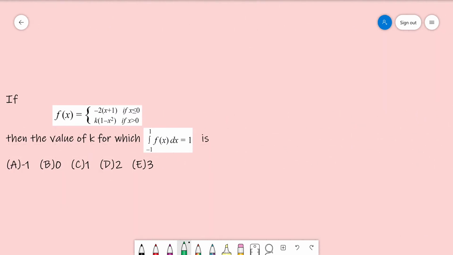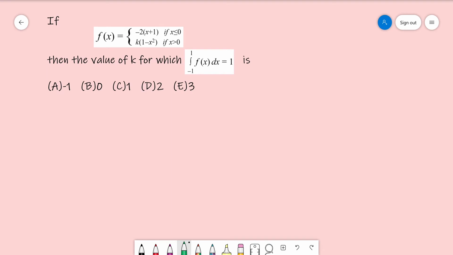So in this question we're given a piecewise defined function. It's defined differently for negative x and for positive x. And we're asked to find the integral from negative 1 to 1. We're asked to find the value of k in the definition of the function for positive x that will give us an integral from negative 1 to 1 that's equal to 1.